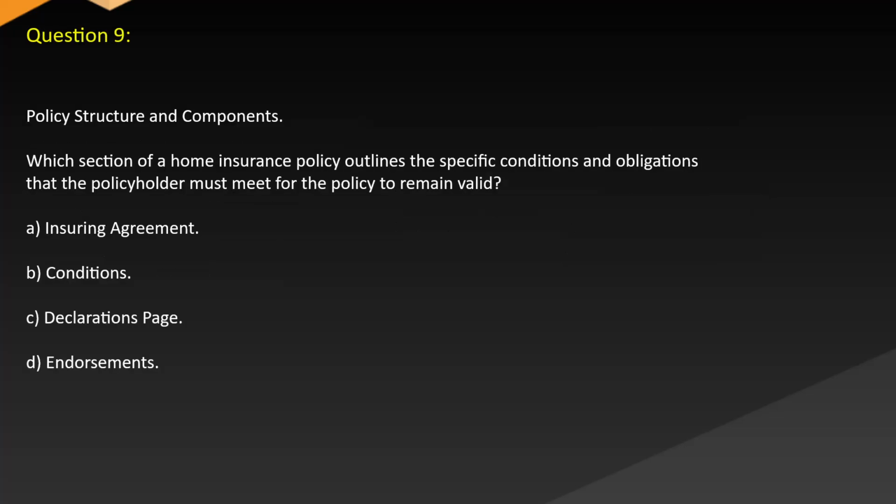Question 9. Policy structure and components. Which section of a home insurance policy outlines the specific conditions and obligations that the policyholder must meet for the policy to remain valid? A. Insuring agreement. B. Conditions. C. Declarations page. D. Endorsements.